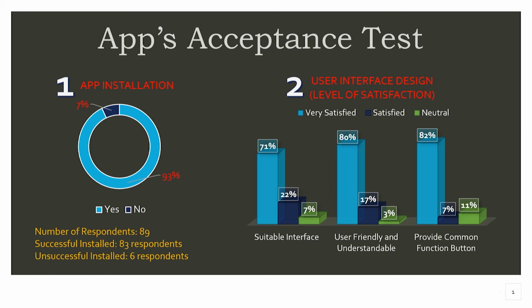In this project, we have conducted a survey on user acceptance. There are 89 respondents involved. The survey was divided into 4 sections. The first is app installation. From the total of 89 respondents, 83 respondents have successfully installed the app on their Android smartphones, while 6 respondents or 7% were unable to install due to unsupported Android version. The second section is the user interface design.